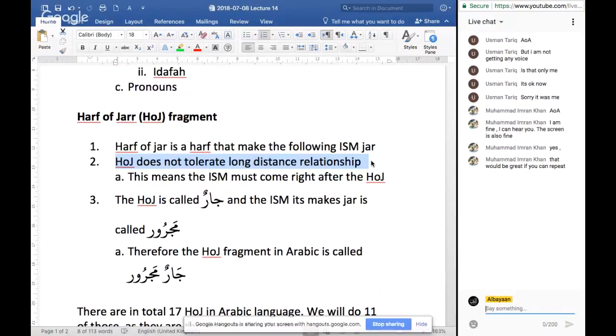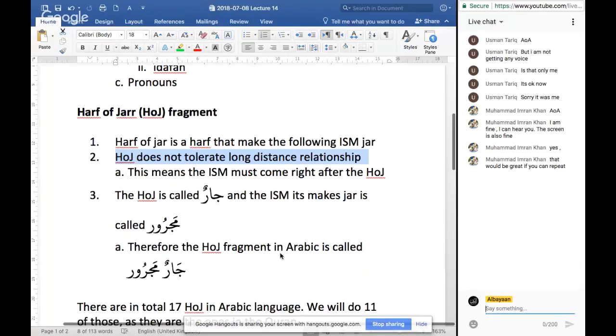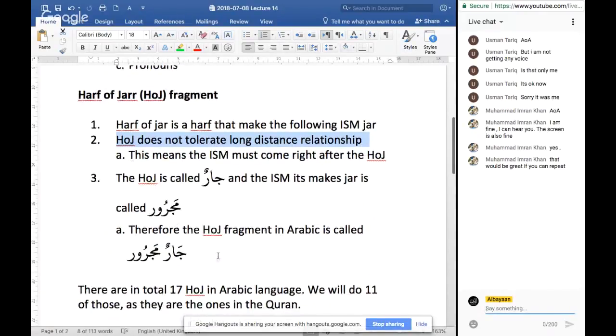Now the harf of jar itself is called a jar, and the ism that it makes jar is called majroor. Therefore, this harf of jar fragment in Arabic is called jar majroor. So jar is a harf and majroor is an ism that is made jar.